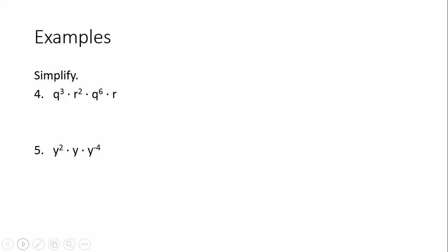We can also apply the property to variables. So we have q to the 3rd times r squared times q to the 6th times r. So we're going to look at the base with q. 3 plus 6, that's going to give us q to the 9th. And we have r squared times r, and what's important to remember here is that if you have just a variable by itself, it has an implied exponent of 1, so we do need to add the 2 and the 1 to give us r to the 3rd.